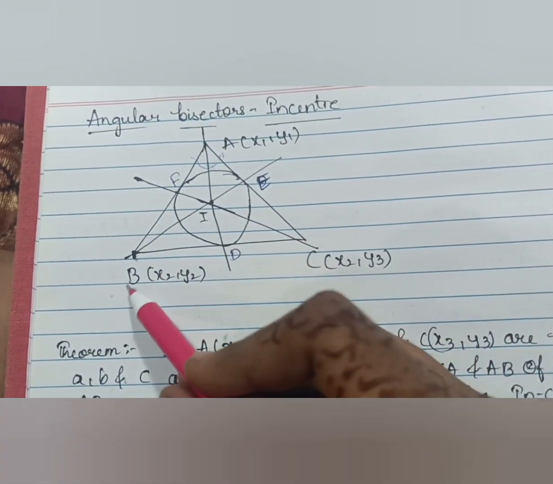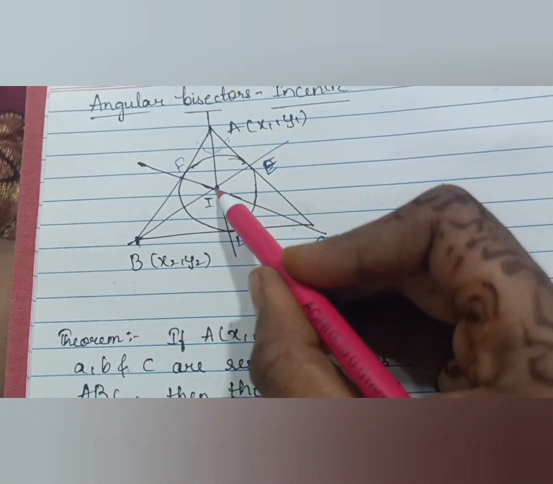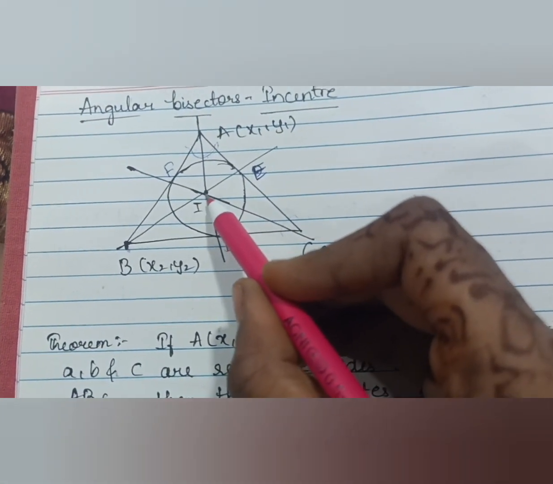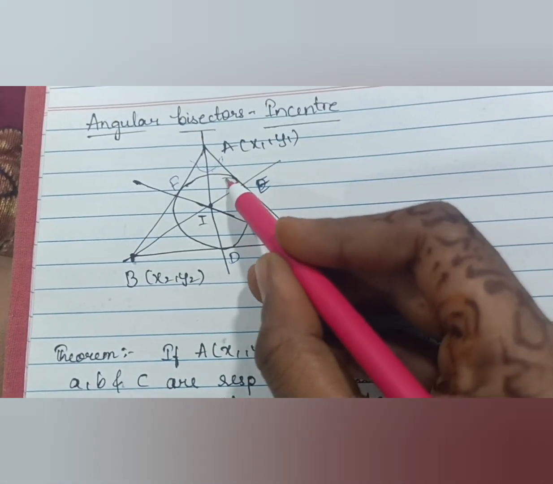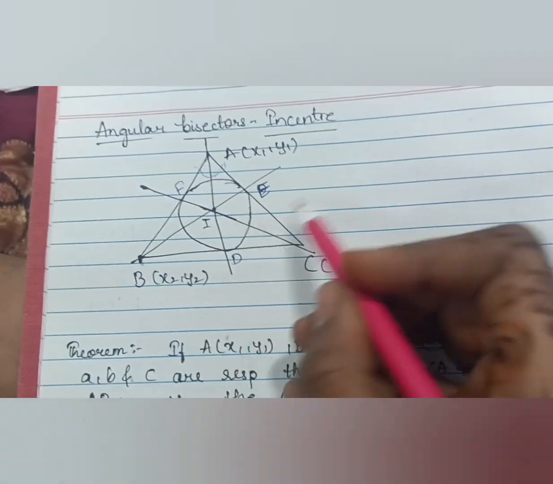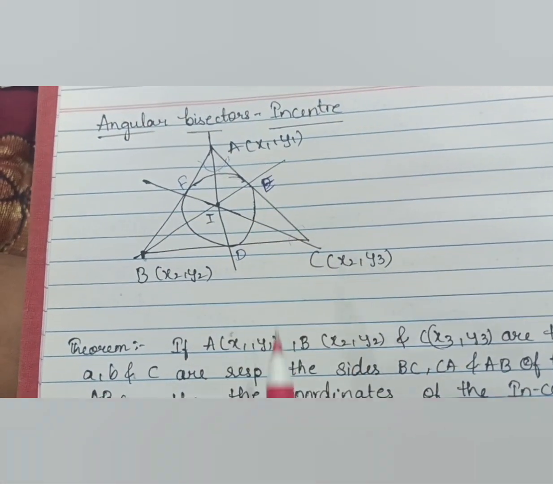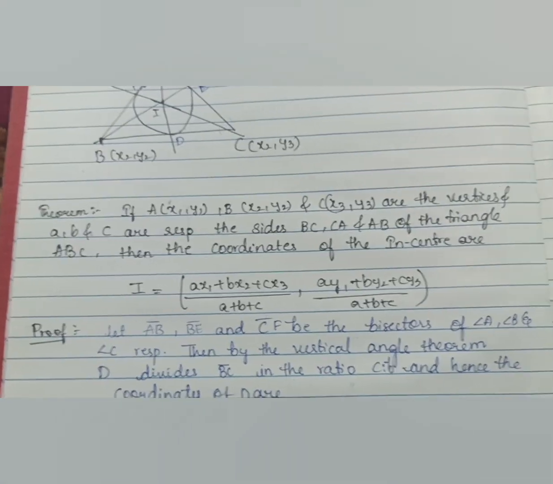These three bisectors, for B also and for C also, meet at a point, and this point is the incenter. It also forms a circle in the middle, which has a radius. This is how the incenter is denoted. So there is a theorem for the incenter.